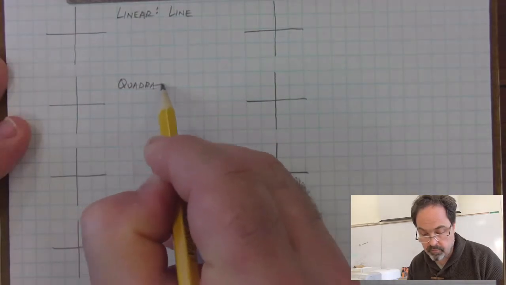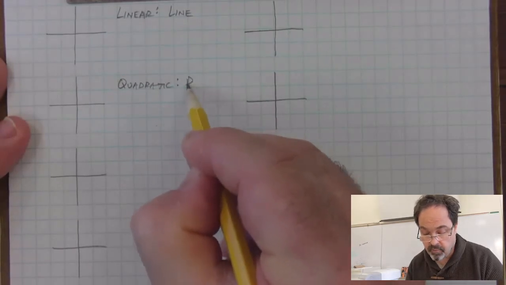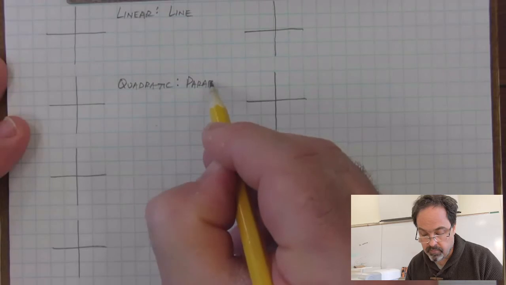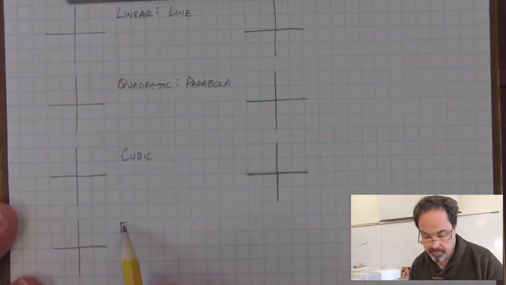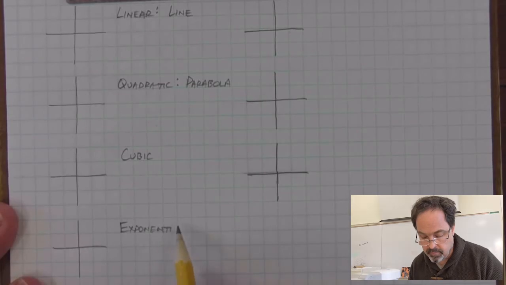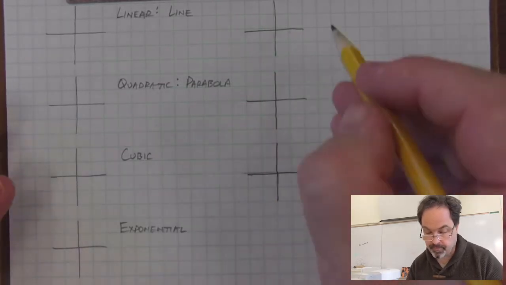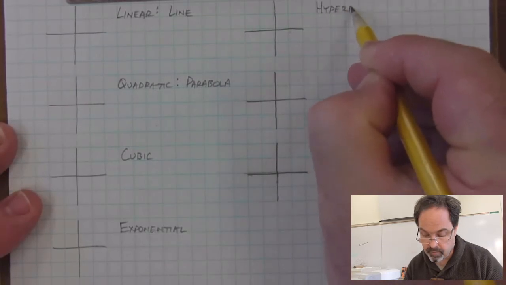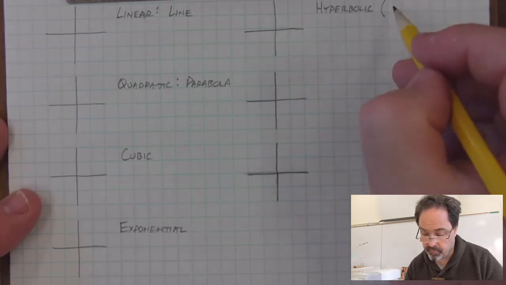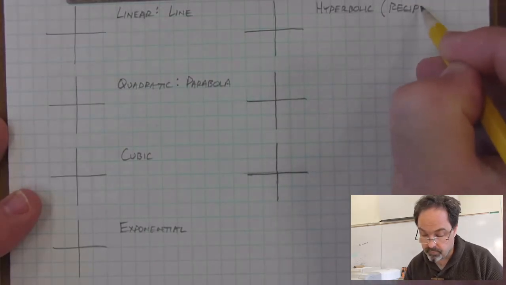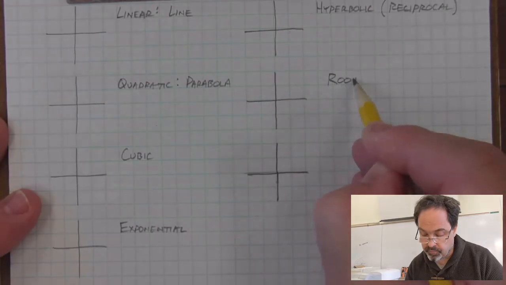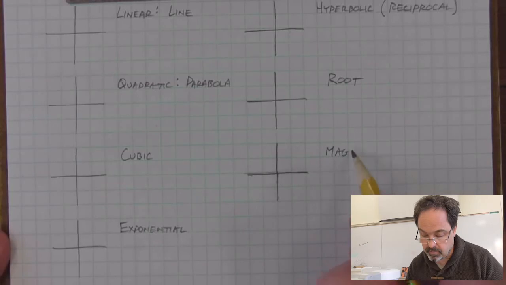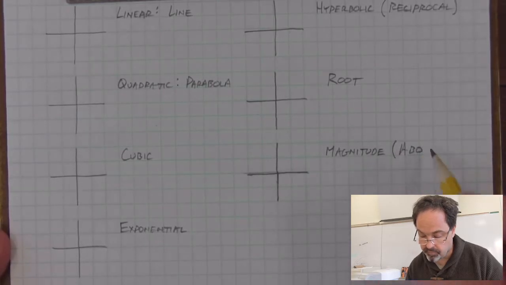Quadratic is its own function family, and the graph of a quadratic we call a parabola. Cubic functions are their own family, as well as exponential, hyperbolic, or some people prefer reciprocal. Root functions and the magnitude function, which some people prefer to call absolute value.